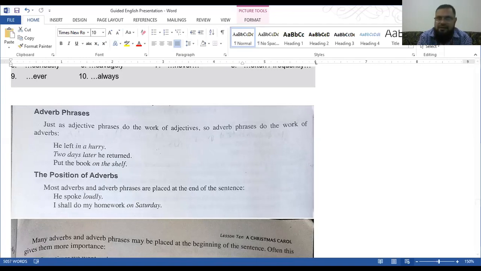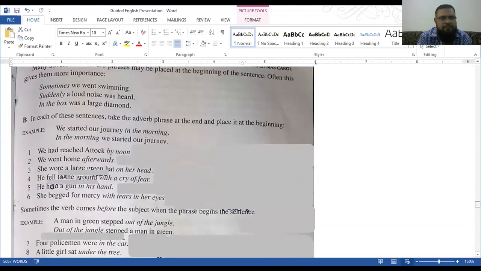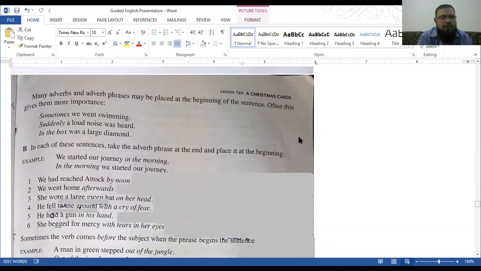Page number 57. Many adverbs and adverb phrases may be placed at the beginning of the sentence. Often this gives them more importance. Sometimes we went swimming. Suddenly a loud noise was heard. In the box was a large dime.